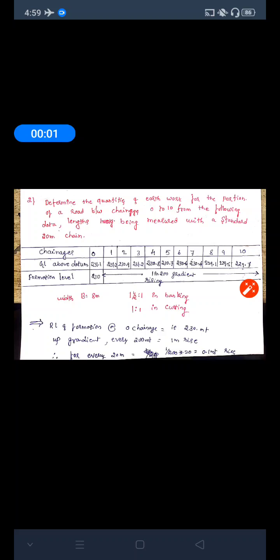So let's move on to the second problem here. Determine the quantity of earthwork for the portion of a road between the chainage 0 to 10 meter for the following data. The length being measured with the standard chain is 20 meter, which means the distance between two chains will be 20 meter here.